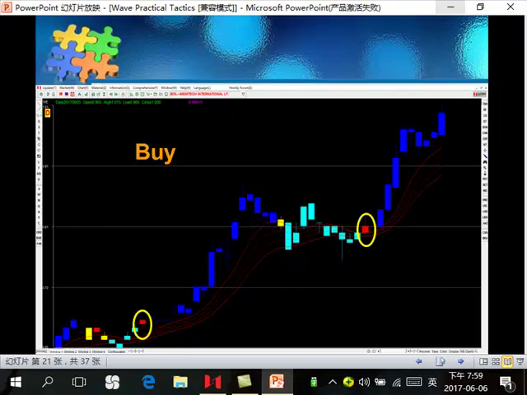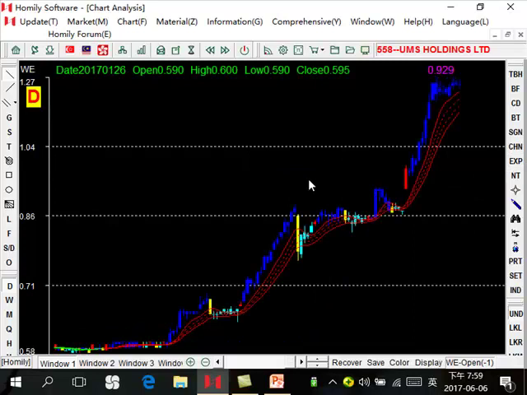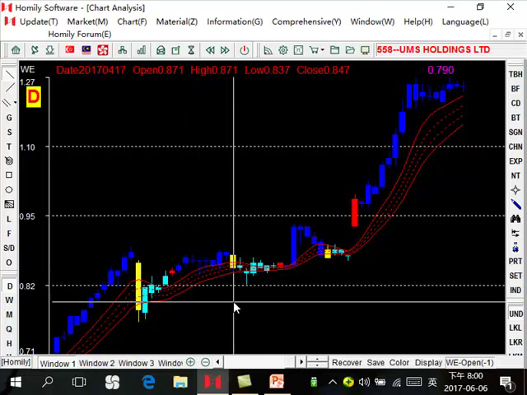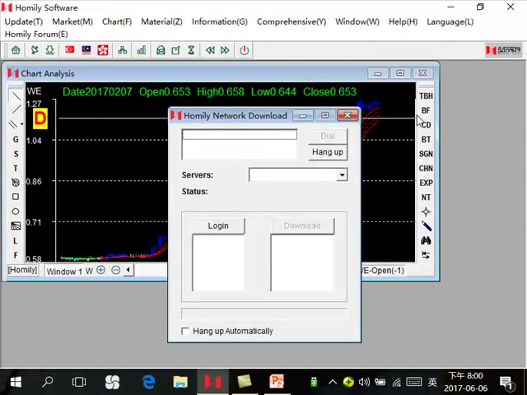Okay? So let's see the stocks. If you follow this function, then we can click wave expert. Here is the buy point, because red band, red candlestick, this is the buy point. Here is also the buy point. And here is the buy point. So if you buy here, buy at this price and buy here, you can make great profit. Okay? So let's see this one.